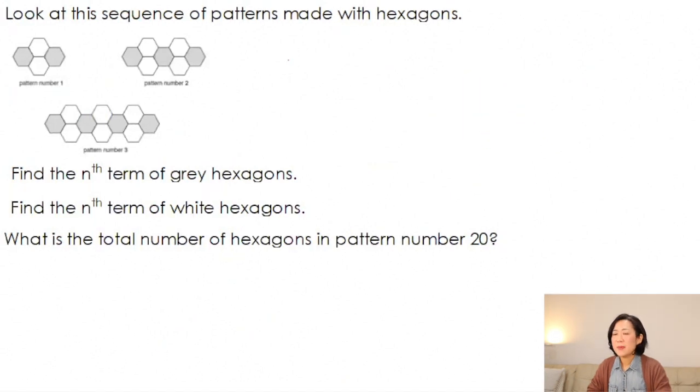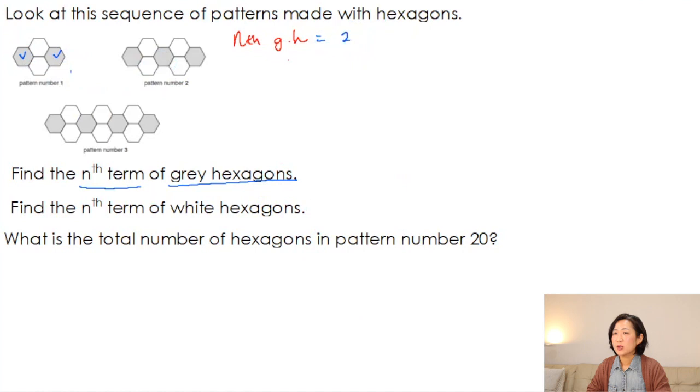So here we've got a number pattern with a diagram. You've got hexagons, gray hexagons and white hexagons. It looks like we've got a joined pattern, right? So find the nth term of the gray hexagons and then find the nth term of the white hexagons. As you can see, this is a joined one. So let's focus on each color of hexagon. Find the nth term of the gray hexagons. Only focus on the gray ones.